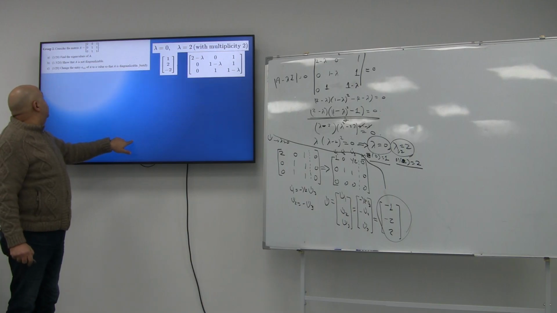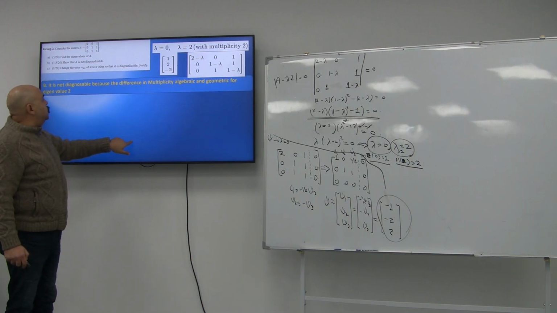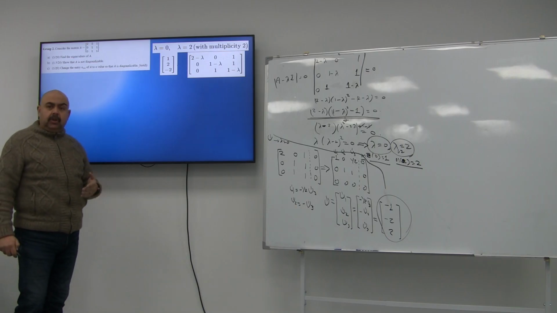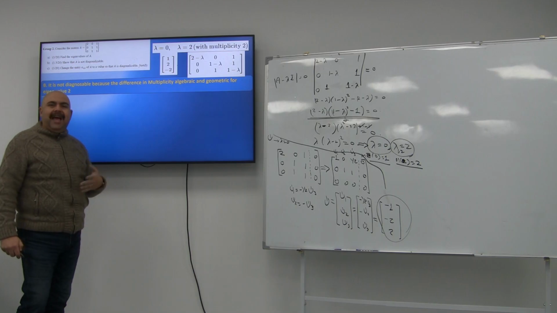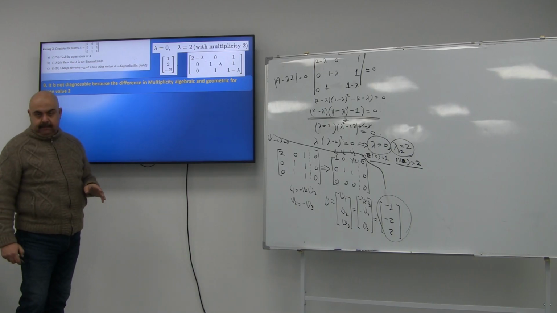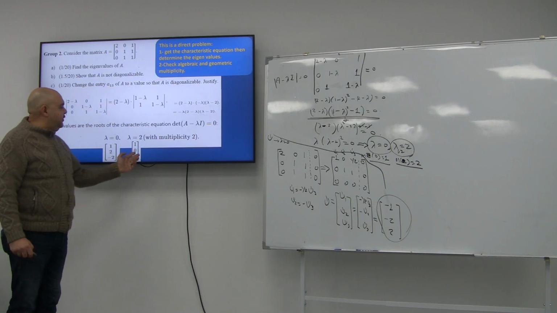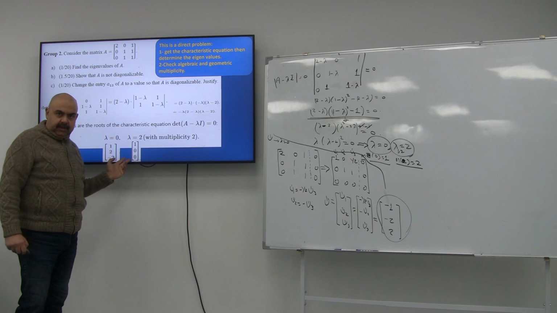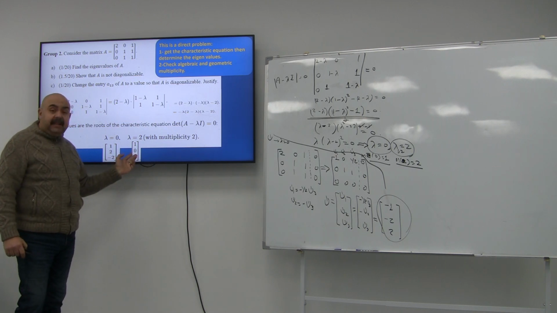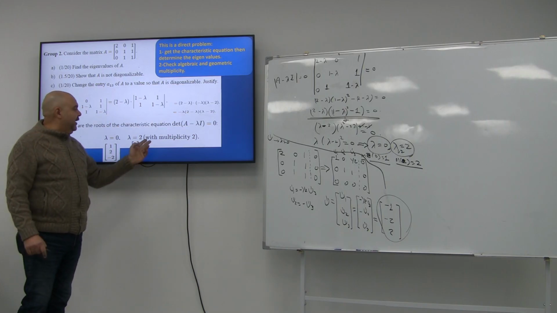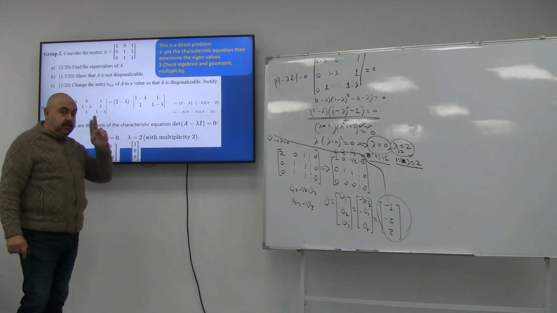He is asking you to show that A is not diagonalizable. A is not diagonalizable if you have a mismatch between the algebraic multiplicity and the geometric multiplicity. The geometric multiplicity is the dimension of the eigenvector space that you are getting. So the eigenvector space of lambda 2 has dimension 1, while the algebraic multiplicity of this value is 2.